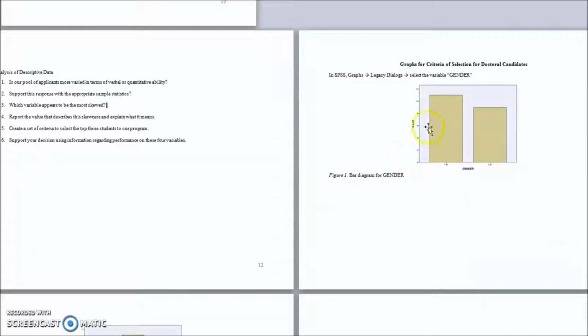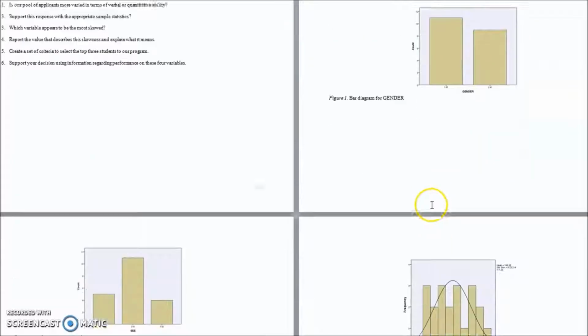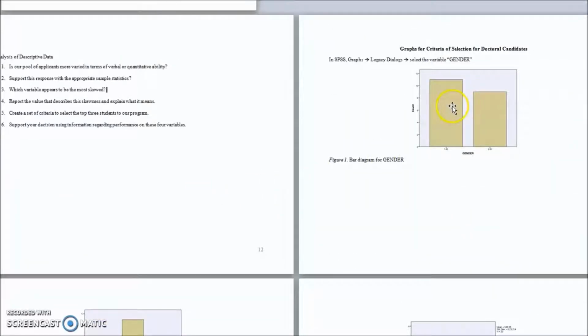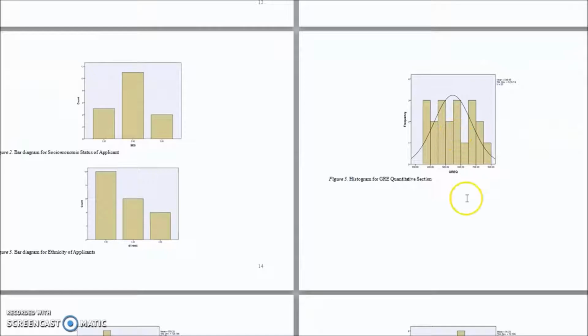Then you have your graphs for the criteria selection over here. I've made some graphs over here. So these are the bar graphs. We don't have histograms, once again, for gender, SES, ethnicity, because they are nominal data. Gender is actually dichotomous, so we are not going to create histograms for it. We are going to create bar graph diagrams.